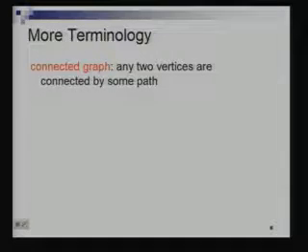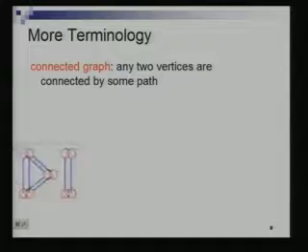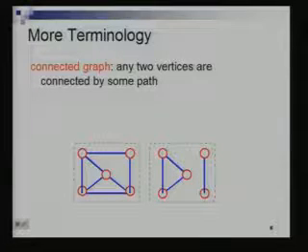Okay. A graph is said to be connected if there is a path between every pair of vertices in the graph. If you take any two vertices and there is a path between them, then we will say that the graph is connected. Okay. Is this graph connected?